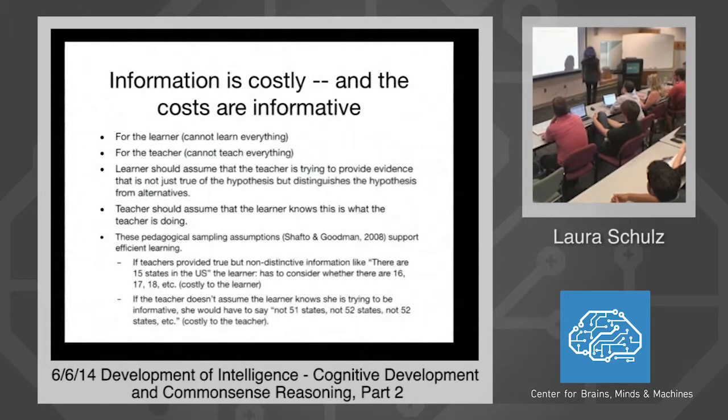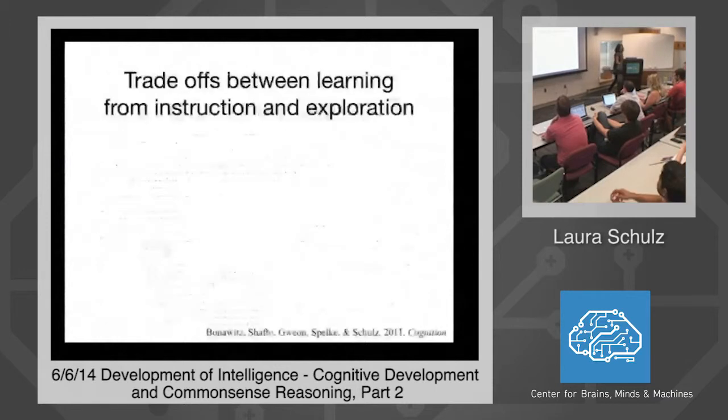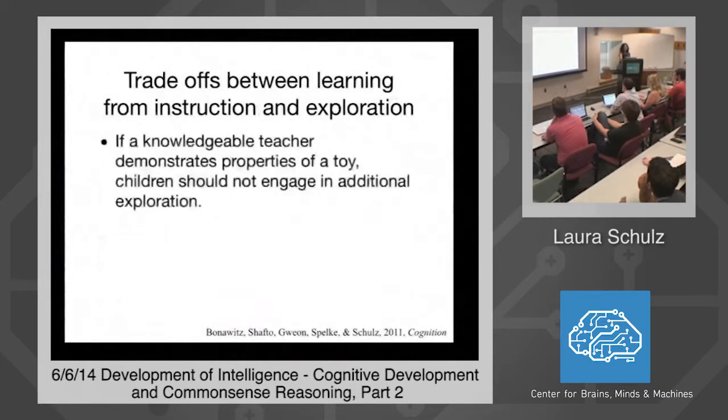So it's helpful if you think that what the teacher is doing is providing evidence that is representative of the hypothesis. This predicts some trade-offs between instruction and exploration. And of course, we're going to make this very simple in the case of children. We're going to say if a teacher demonstrates a property of a toy, say this toy has one thing that it does, the learner should really assume that that is all the toy does. It does just that one thing. Because if it did more, the teacher should have demonstrated them, right?